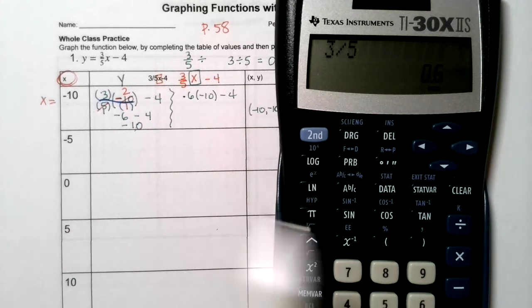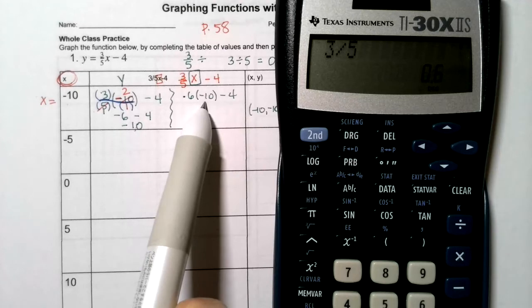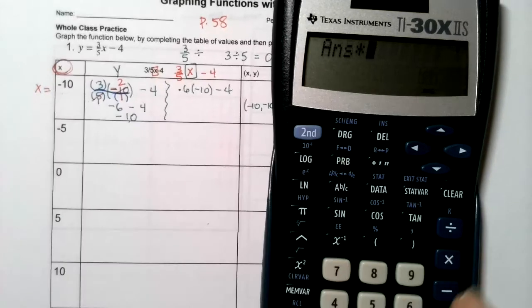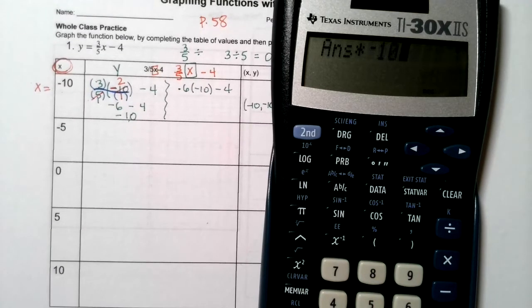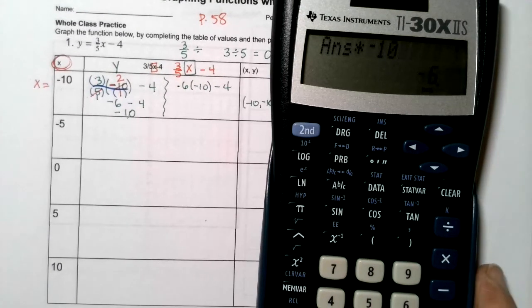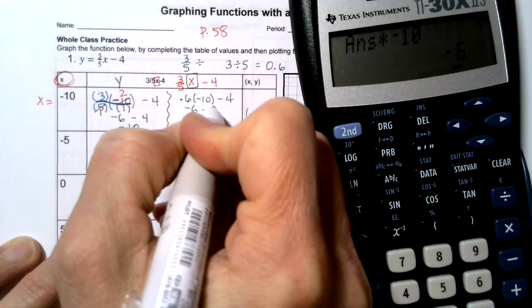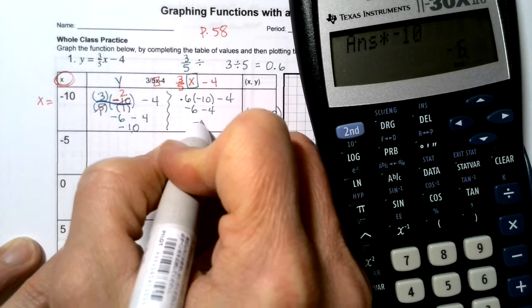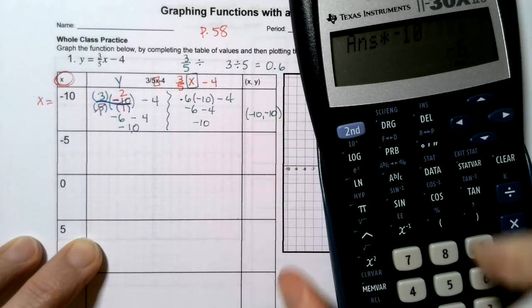So order of operations, my 3/5 I am writing as 6/10 times negative 10. So multiply by negative 10. On this calculator, I need to put my negative 10 in first. That's negative 6 minus 4. So I'm still at that same step there. Negative 6 minus 4 is negative 10. So another way of thinking about that problem.